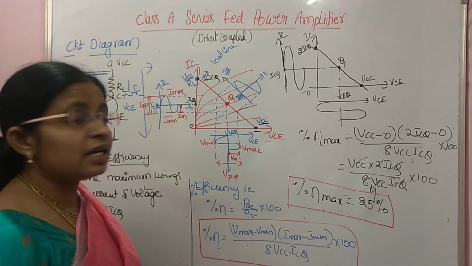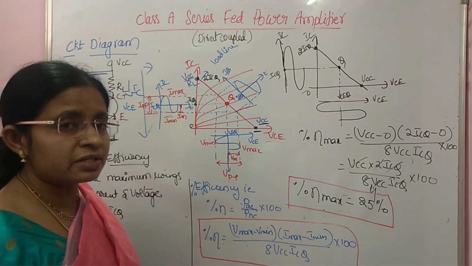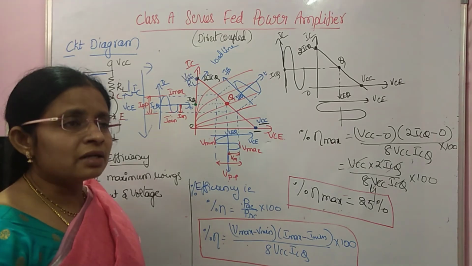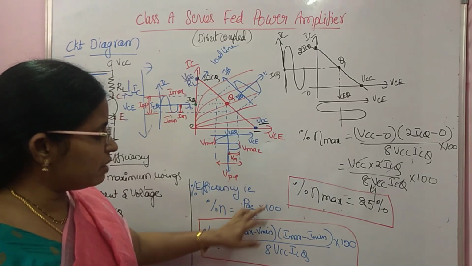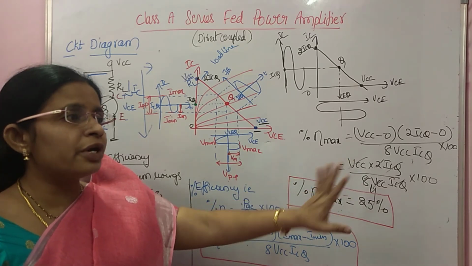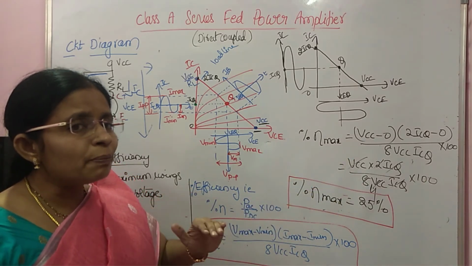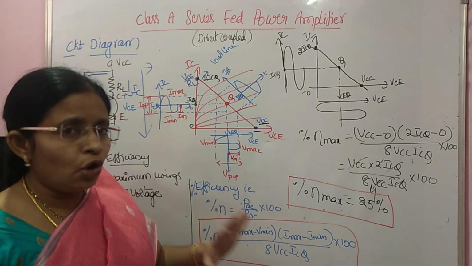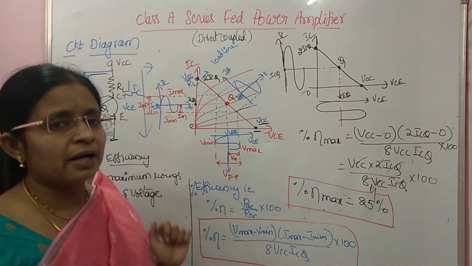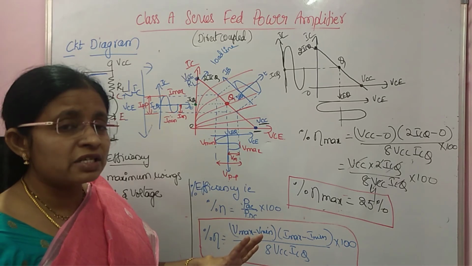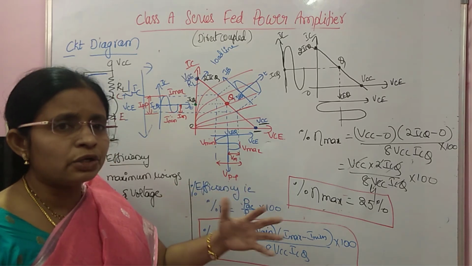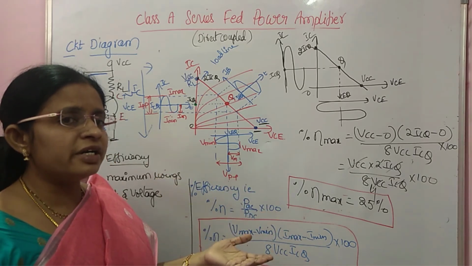This is the theoretical efficiency actually. 25% is the theoretical efficiency. Practically it is between 10 to 15. What is the efficiency? PAC by PDC into 100. Then what we got? We got 1 by 4. 1 by 4 into 100 means we have 4 parts of DC power, but only 1 part is converted into AC power. All the other 3 parts of DC power get wasted. So what will happen to that wasted power? It gets converted into dissipated power.